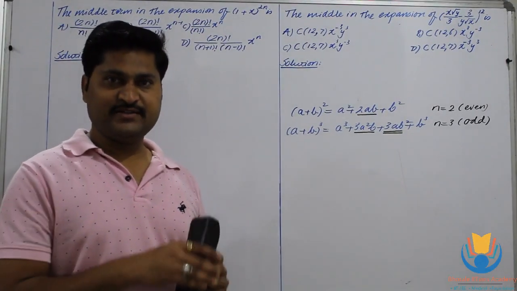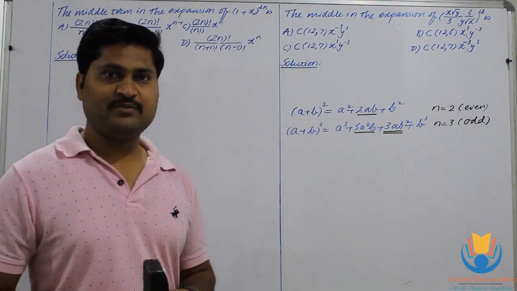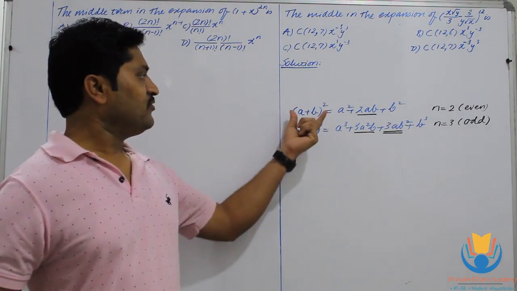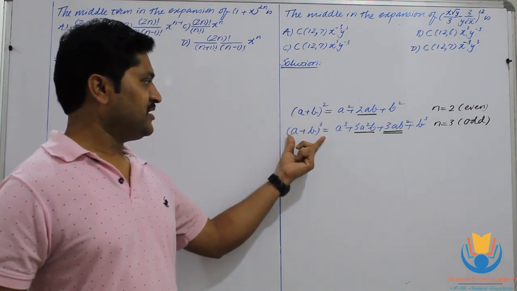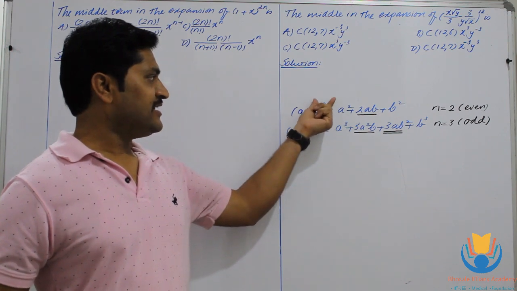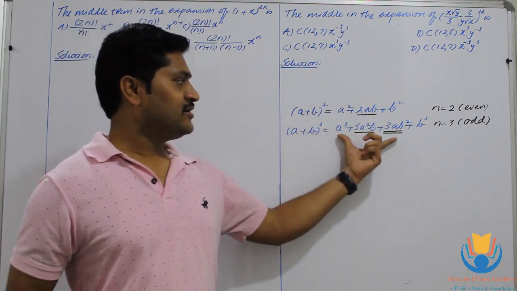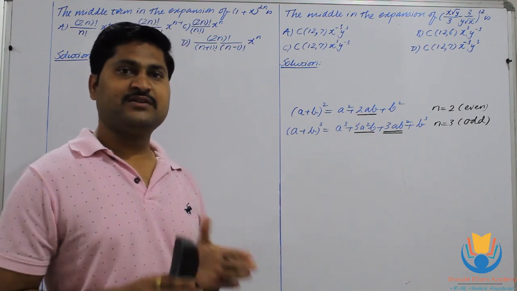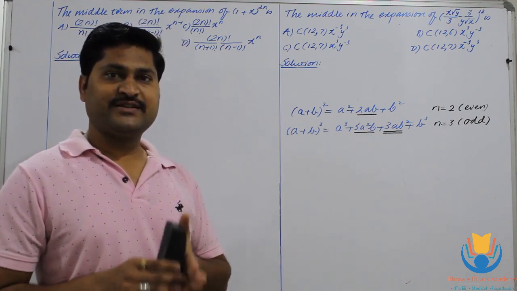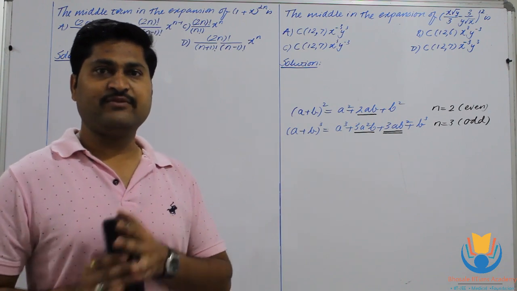Before we start these two MCQs, let's see what is the middle term. For that I have written two formulae. One is of (a plus b) whole square, other is of (a plus b) whole cube. If the value of n is 2, then there will be 3 terms. If the value of n is 3, then you will find 4 terms. That means the number of terms is always greater than the value of n by 1.